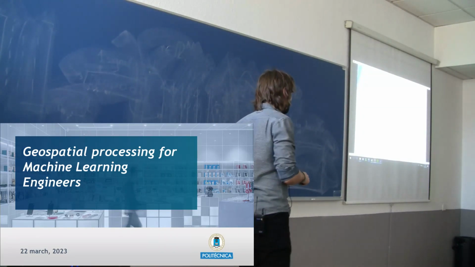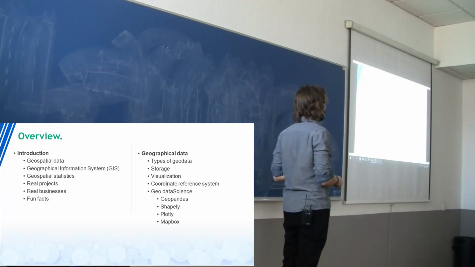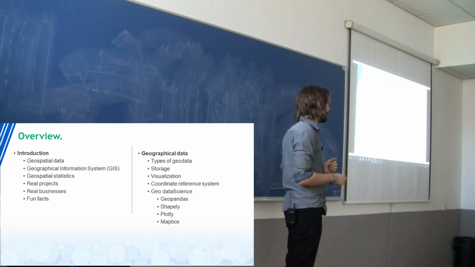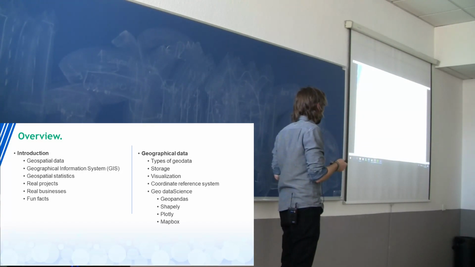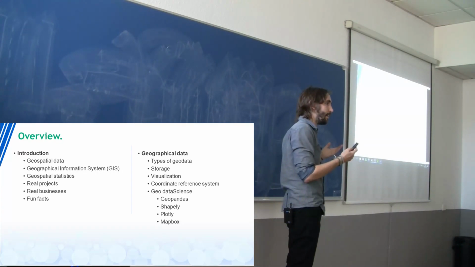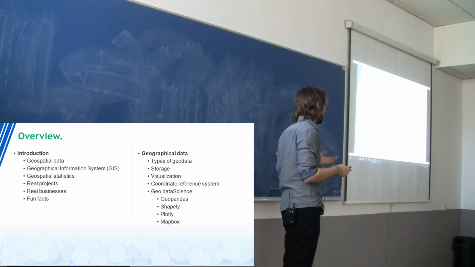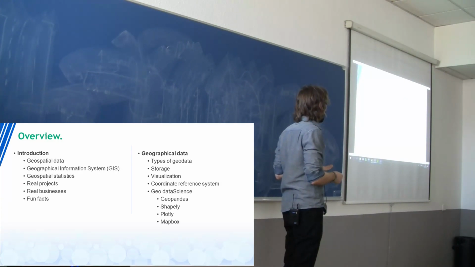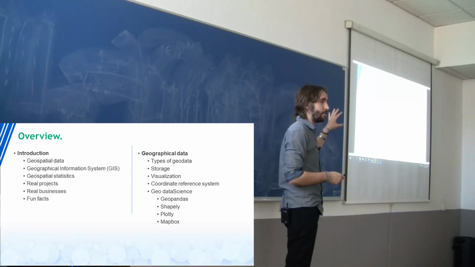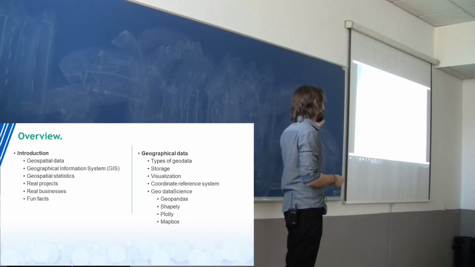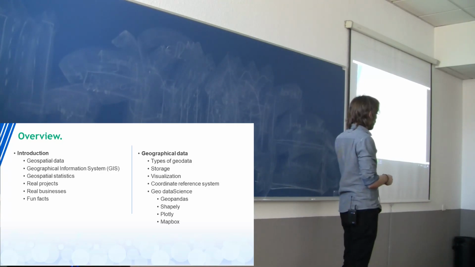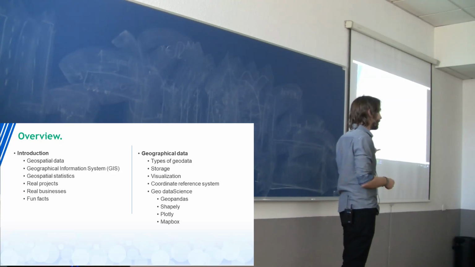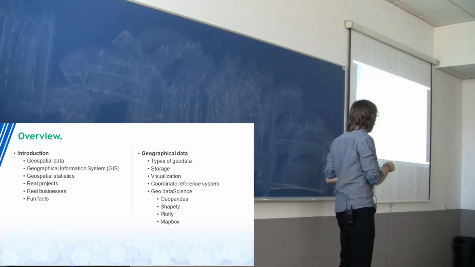This is the overview. First, we are going to have a quick introduction, around 20 minutes, in which we talk about what geospatial data looks like, and then some real businesses and real use cases out there in the real world. Then we are going to head to the geographical data. We are going to understand the types of data we are going to work with, and take a look at how to visualize it and how to work with this data in the end. So this is where I speak.